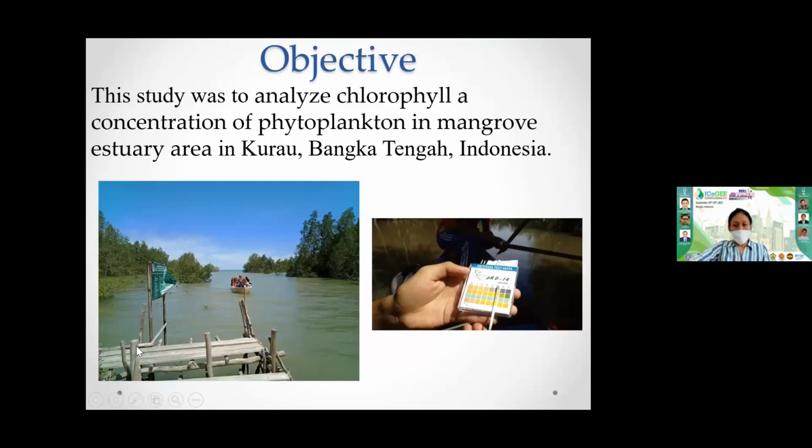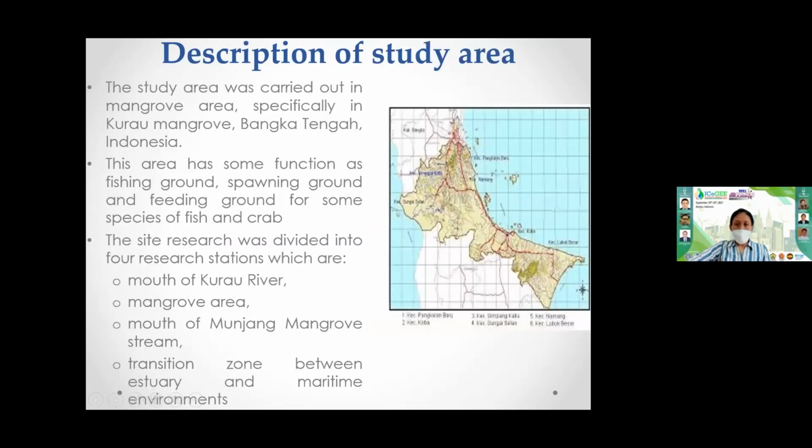This is the objective of my research. This study was to analyze chlorophyll A concentration of phytoplankton in the mangrove estuary area in Pulau Bangka Tengah, Indonesia. And then this is a description of my study site. The study was carried out in a mangrove area, specifically in Kurau Mangrove, Bangka Tengah, Indonesia.